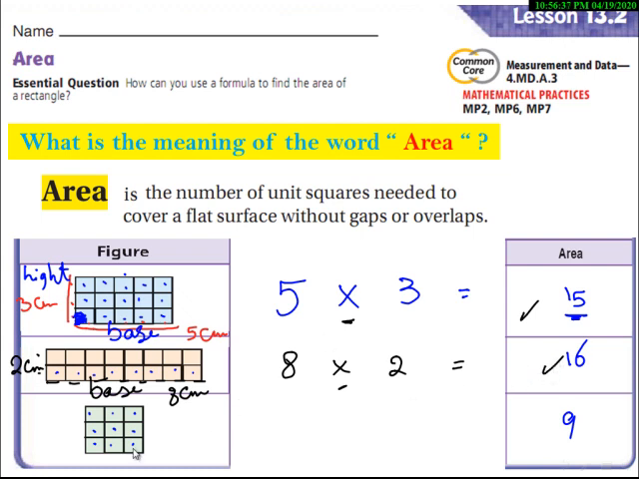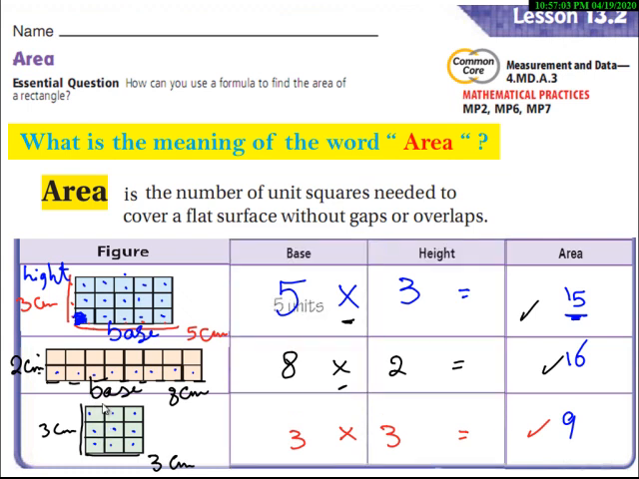Excellent. Let's apply it to the third one. 1, 2, 3. 3 centimeters here. And its height, 1, 2, 3. 3 centimeters also. Multiply 3 by 3. Base by height equals what? Great, 9, which is its area. Its area, 9 squares. Great.